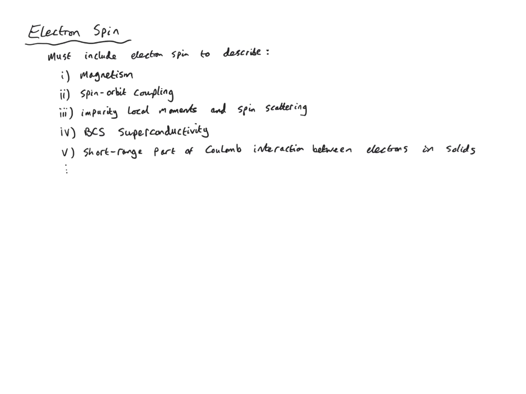Other areas in which we need to include electron spin, there are many, but one important example would be in superconductors. If we have a Cooper pair of two electrons of opposite spin, they can form a spin zero bosonic state, and then those Cooper pairs can condense into a superconductor. So to describe superconductivity, again, we need to think about electron spin. And of course, there are many, many examples where we need to think about electron spin.